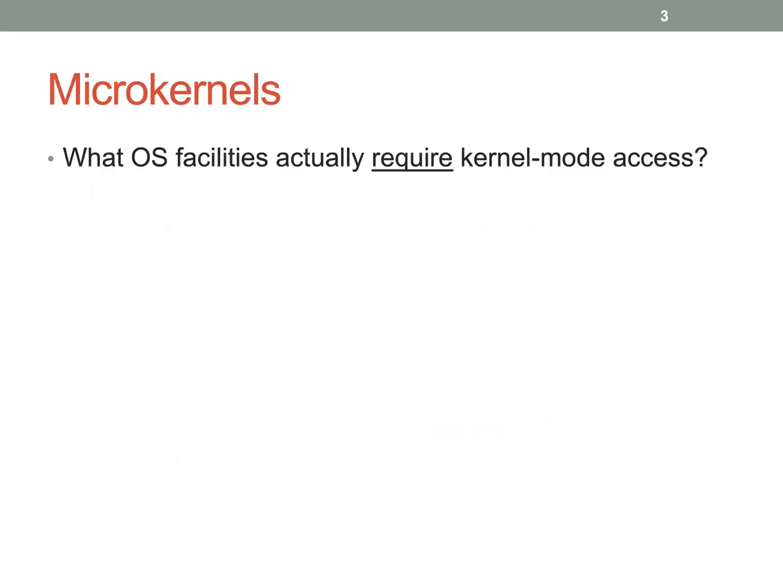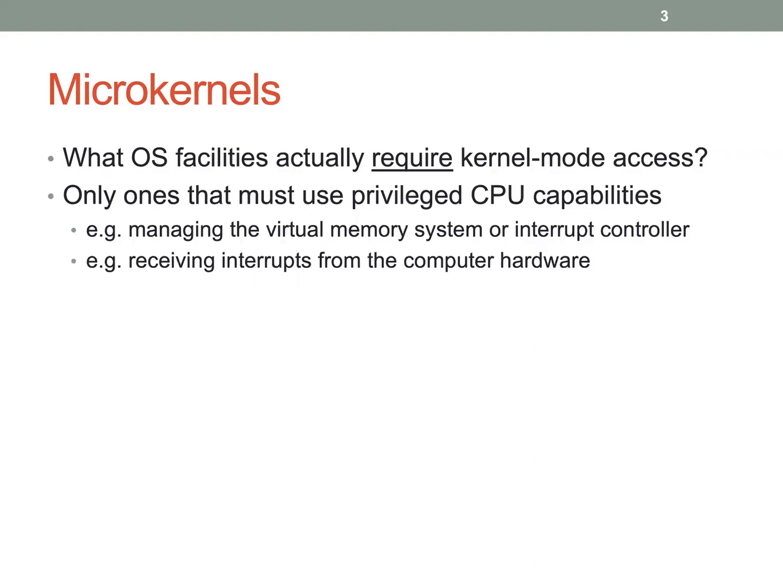So the fundamental question that microkernels are motivated by is what parts of the operating system actually require kernel mode access. You think about all the features that you might implement that you stick in the kernel, and you ask which parts of those things actually need to run with protected mode execution privileges. What stuff in the OS really requires protected execution? And there isn't a whole lot. This is actually kind of the list right here.